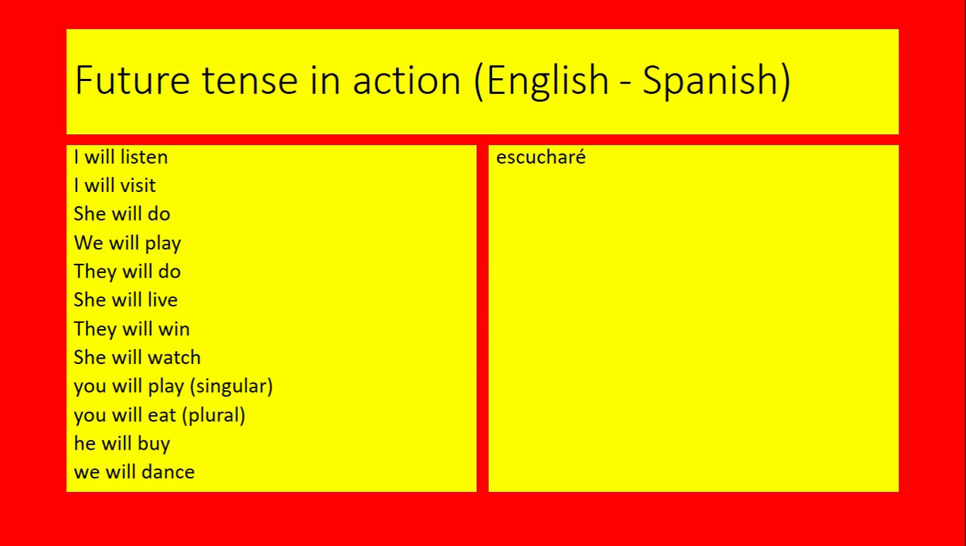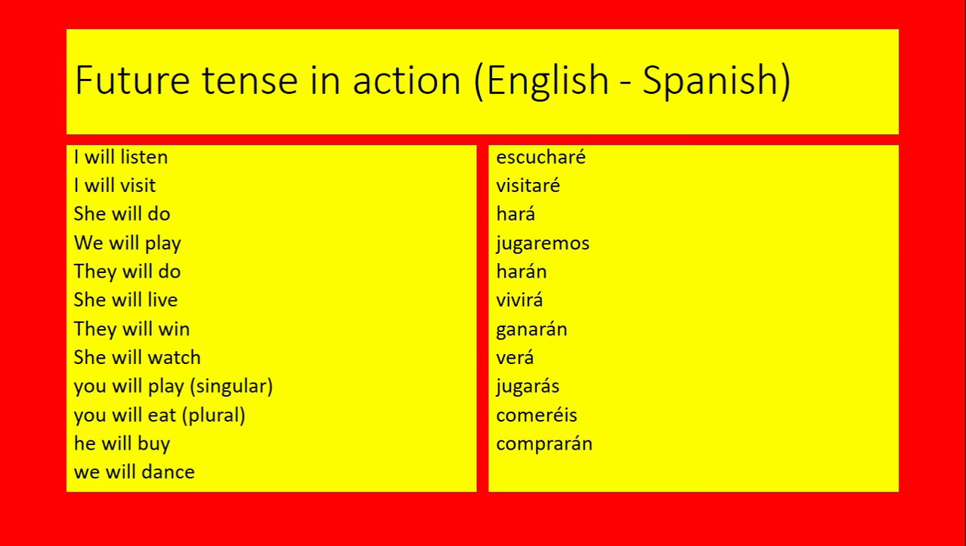Okay, here are the answers. I will listen. Escucharé. I will visit. Visitaré. Remember, we're just adding these onto the infinitives. Escuchar and visitar. She will do. Hará. Remember that the infinitive is hacer, but this one's irregular, so it's not hacerá, it's hará. We will play. Jugaremos. Regular. Harán, irregular. Vivirá, regular. Ganarán, regular. Verá, regular. Jugarás, regular. Comeréis, regular. Comprarán, regular. And bailaremos, regular.